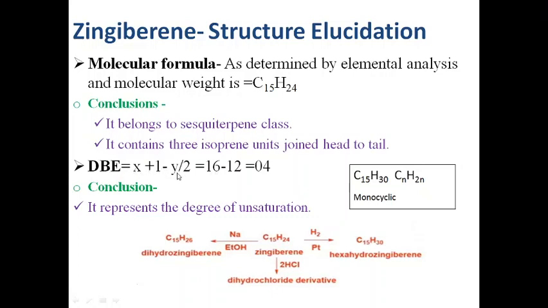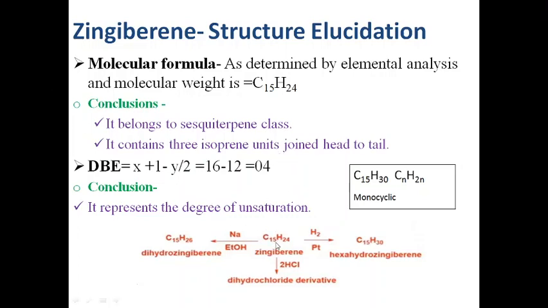Substituting the values of X and Y as 15 and 24, we get double bond equivalence equal to 4. This means either 4 double bonds are present in gingiberine, or 4 rings are present, or a combination of the two.